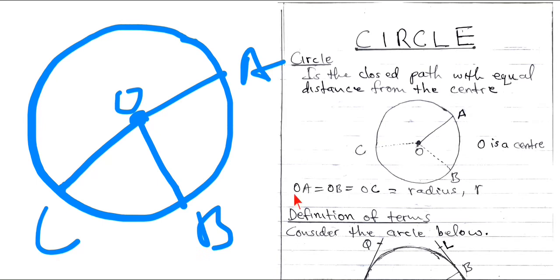As you see here, OA equal to OB equal to OC, which is equal to radius, because we know this one will be the radius. Then from there, this one will be the cycle. So any closed path with equal distance from the center is called the cycle.